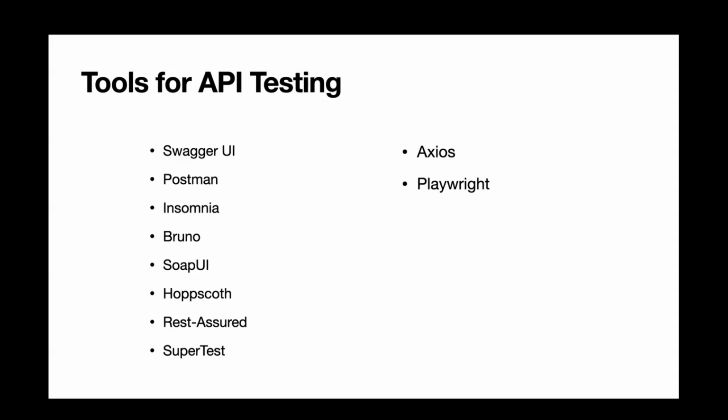Playwright, everyone knows about it. It's a popular test automation tool. It supports multiple programming languages like Java, .NET, Python, TypeScript, JavaScript, and so on, and can be used for API testing as well. Though we cannot use it for a deep dive into API testing, it supports API testing. So you can go ahead and do the basic level checks for the APIs.